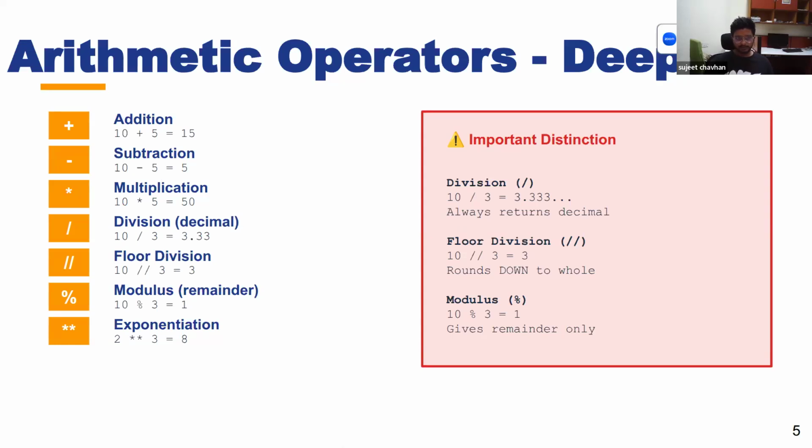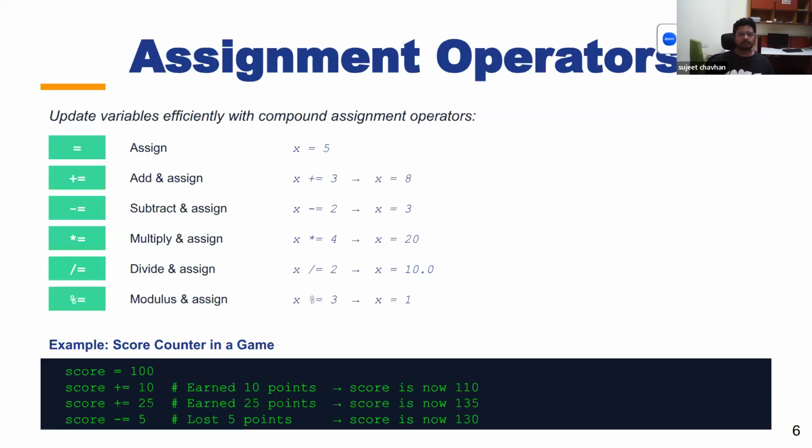Assuming these operators are clear, we will go to assignment operators. So what are assignment operators used for? Update variables efficiently with compound assignment operators. So what are compound assignment operators? Let's just see the simple operator first. X equal to 5.